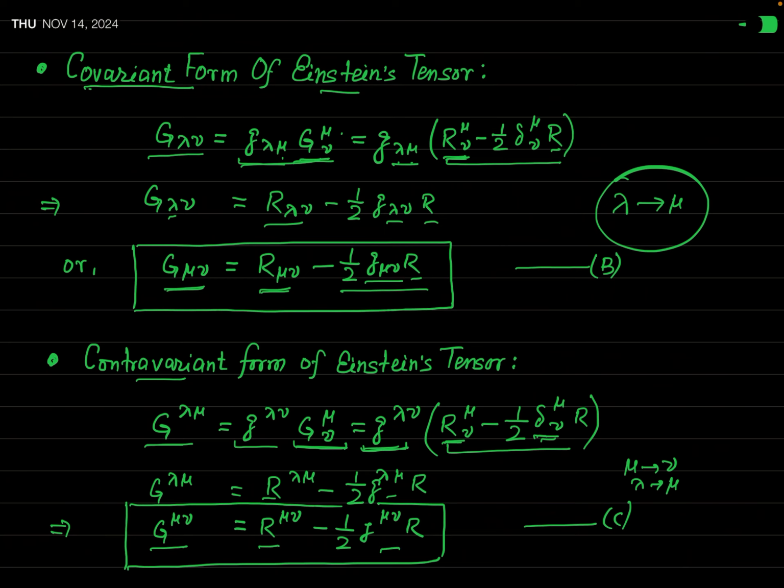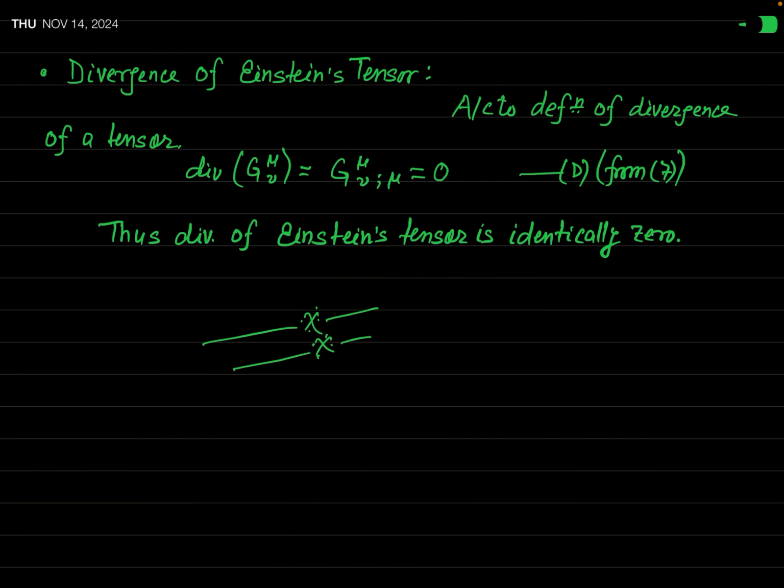So all these three equations A, B, C define the Einstein tensor in mixed form, in covariant form, and in contravariant form. All are equivalent to one another. But you can see ultimately this Einstein tensor is just a combination of the Ricci tensor and the scalar curvature via the fundamental tensor. So these are the different forms of the Einstein tensor.